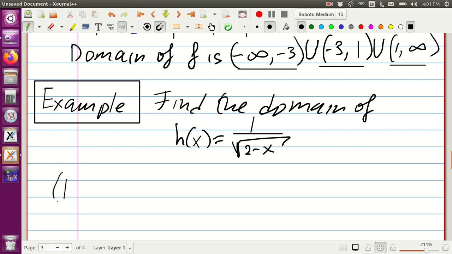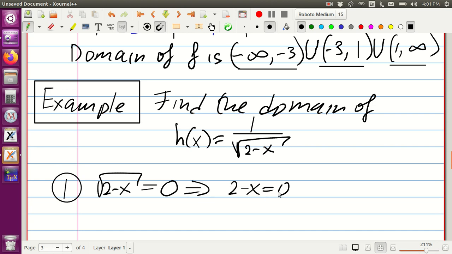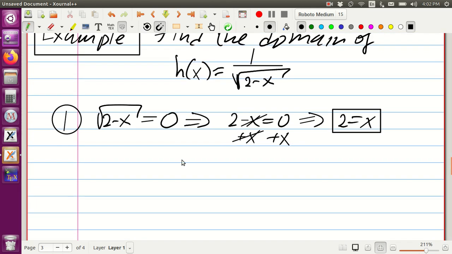All right, so basically one thing that we have to think of is the square root of 2 minus x is not equal to 0. But in order to find the place, we have to set it equal to 0 first, square both sides. So when we square both sides, we get 2 minus x is equal to 0, and we can add x to both sides. So this tells us that 2 is a bad place. So x shouldn't be equal to 2.